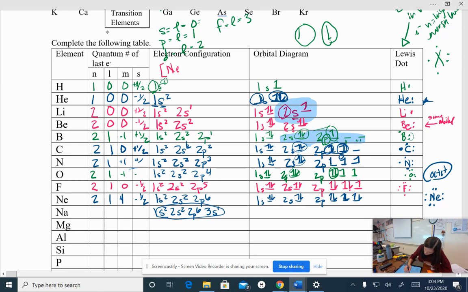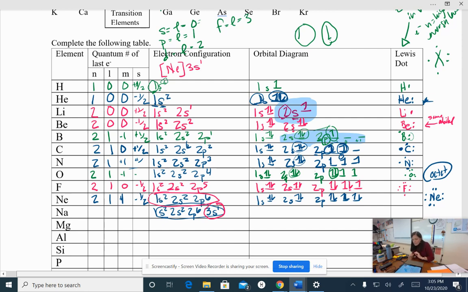We're going to put the neon in brackets. So what that really shows us is we have everything that neon has. That neon in brackets shows us that we have 1s2, 2s2, and 2p6. And then we're going to add on what we have extra, the 3s1. So that is going to be a shorter way to write it.